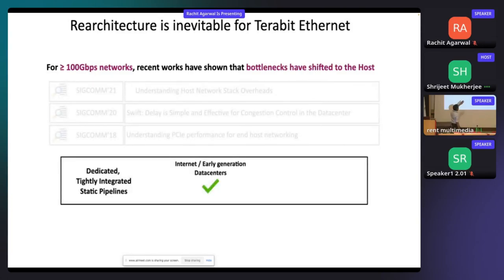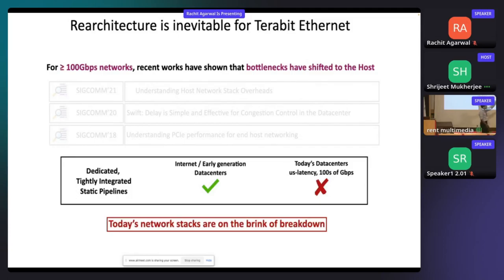And I think that this dedicated, tightly integrated, and static pipeline architecture was okay for the internet and early generation data centers, where bottlenecks were not in the host, but rather in the core of the network. But now that we are shifting the bottlenecks to the host, we will have to do all these optimizations. And at some point, we will be forced to re-architect this stack. We already know, we are already talking about it, that today's stacks are at the brink of a breakdown, and the re-architecture is inevitable, I think.